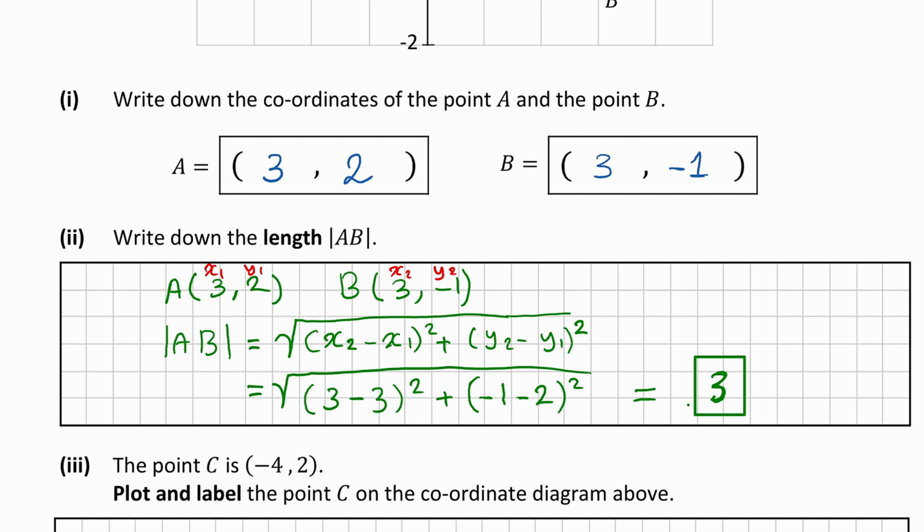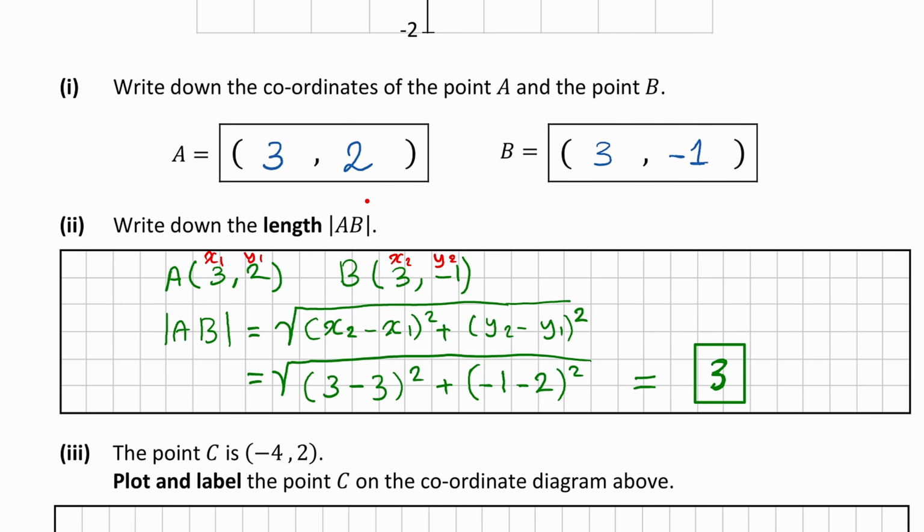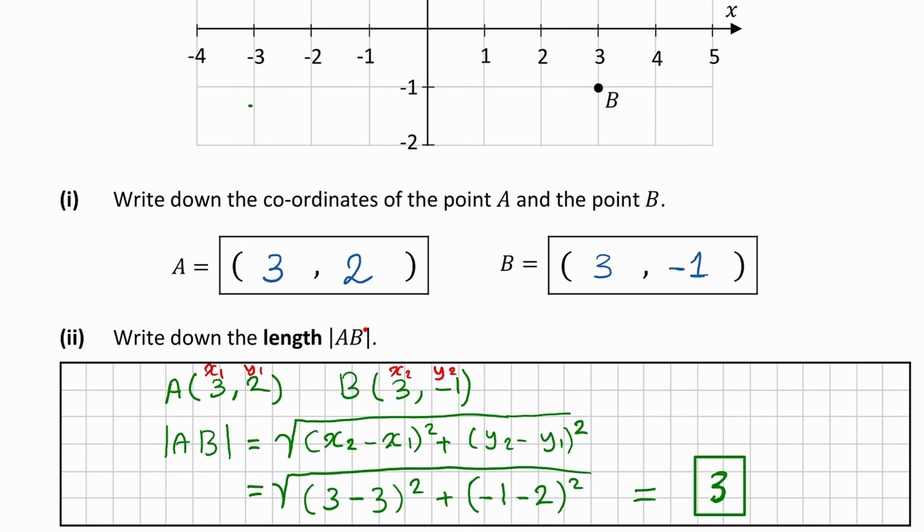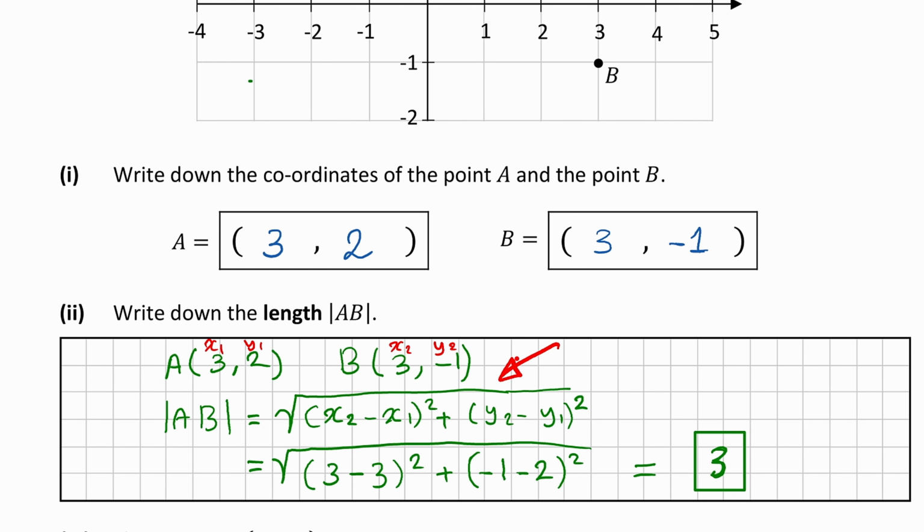Okay, remember that in this part we have 2 ways to work out the solution. Either we use the number of boxes here, because we have a straight line, or we can use this formula, the proper formula to find the length between 2 points from the diagram coordinates.